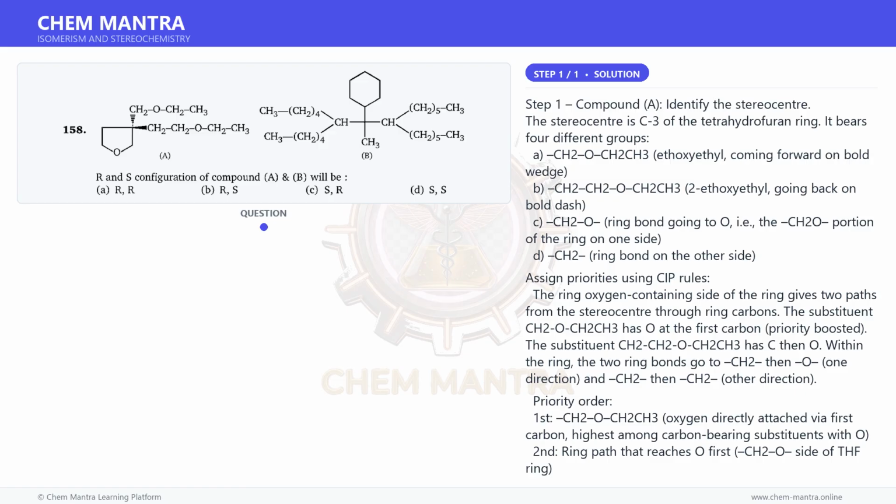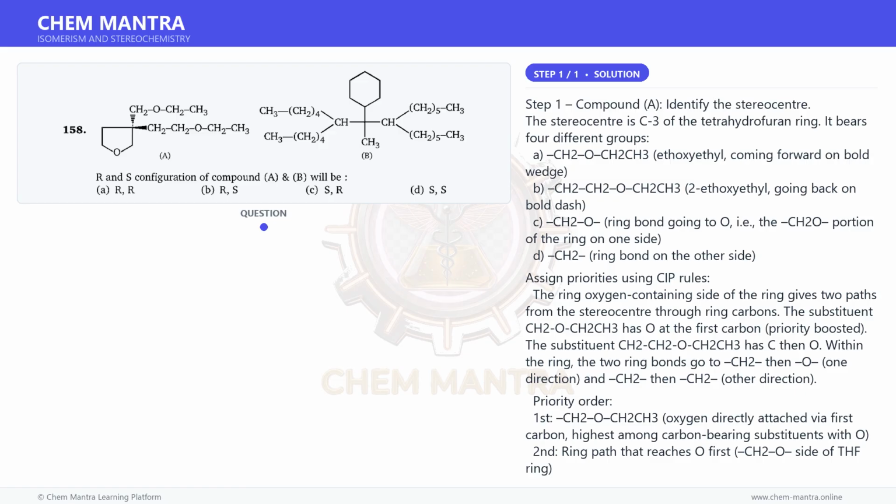Lowest priority, 4, is in the plane of the ring. The wedge group, 1, is forward, dash group, 3, is back. Viewing with 4 in plane, we need to mentally reorient. With 4 pointing roughly in the plane, ring bond, place it away, rotating perspective so 4 is away from viewer. The sequence 1 to 3: 1 is forward, wedge, 2 is ring bond in plane, 3 is back, dash. When 4 is pointed away, we invert because 4 is actually coming toward us. Correction needed since group 4 is in the plane, neither wedge nor dash.